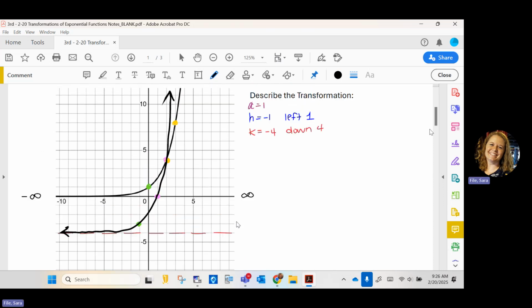So that's what we're going to do. We're going to do 2 more examples together, and then y'all are going to have a chance to practice this yourselves in Delta Math. Okay, so we are describing the transformation based on the equation given. We are graphing it, and then we're giving all these details about the graph underneath.